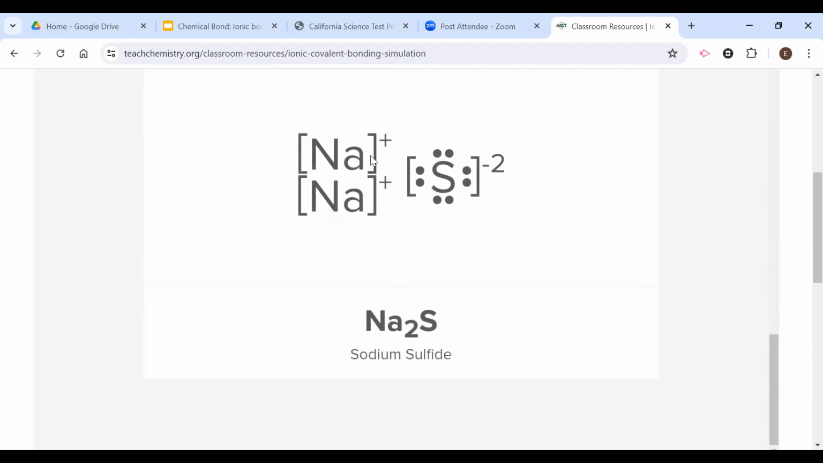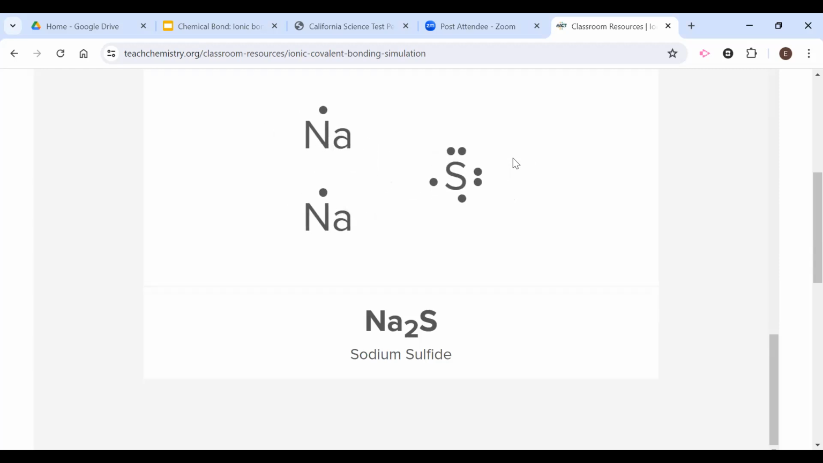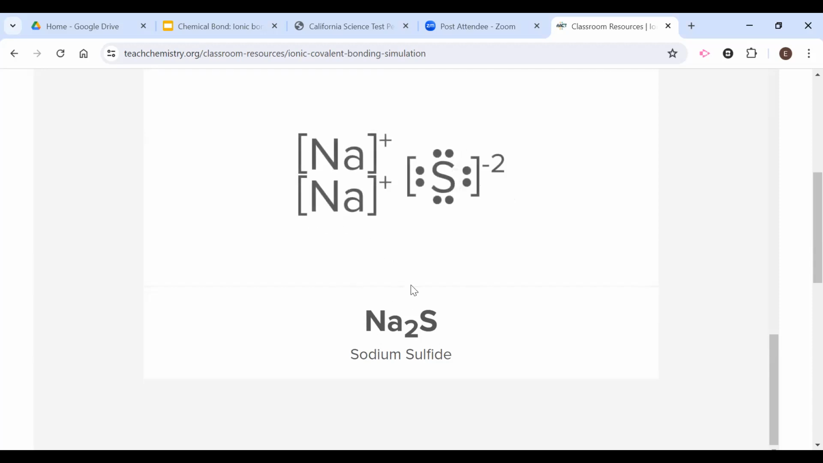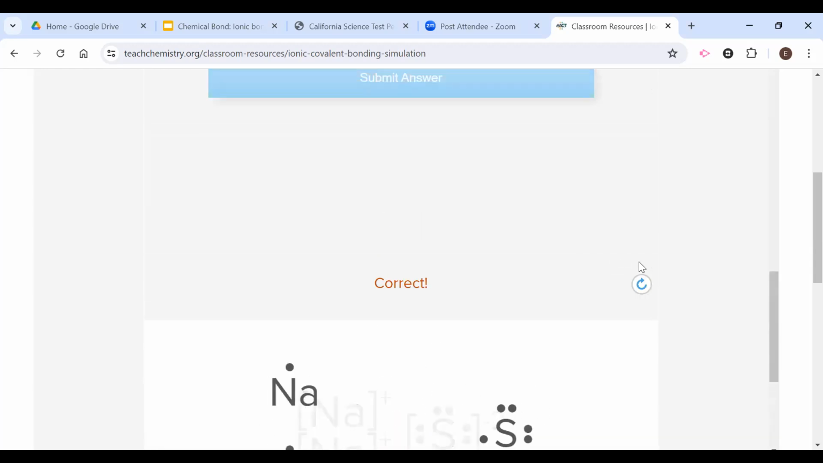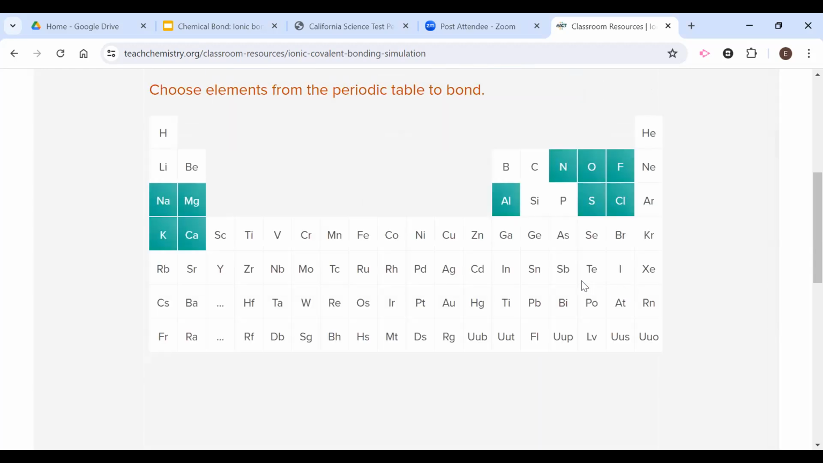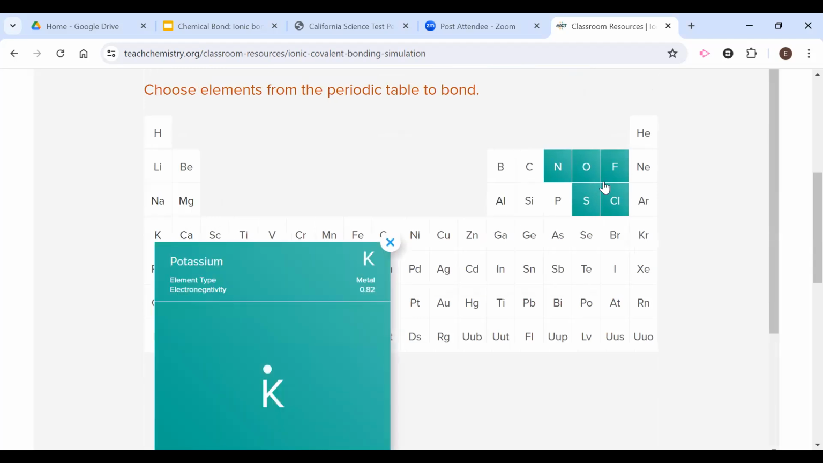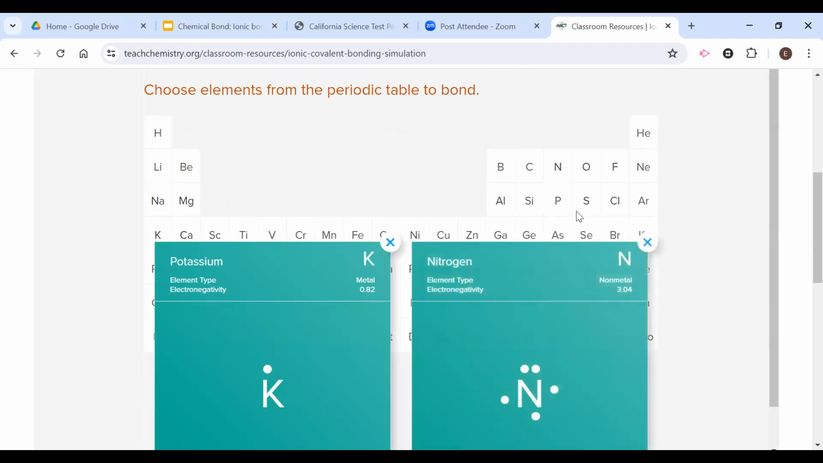You see that? Each of the sodium loses 1. 1 plus, 1 plus, 2 minus. So you end up with this because there are 2 sodium atoms and 1 sulfur. Let me continue to do more, because some of you may be confused, to make sure you get it. So what about if I do potassium and nitrogen?